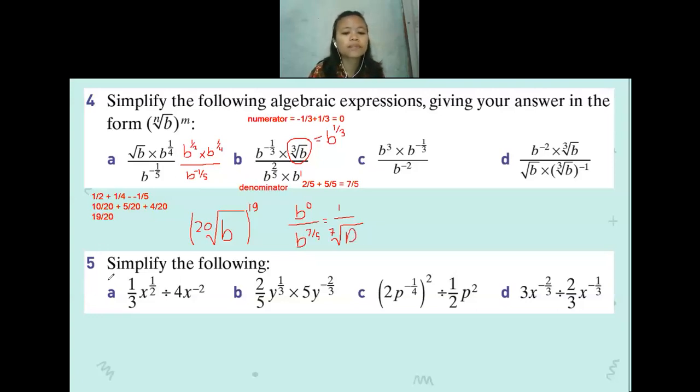Because algebra for indices, actually everything is easy as long as you know all of the index laws. If you are able to memorize all of the index laws, you will have no problem with the indices. So please kindly use your summary wisely, and for those who haven't made a summary, please kindly make it.